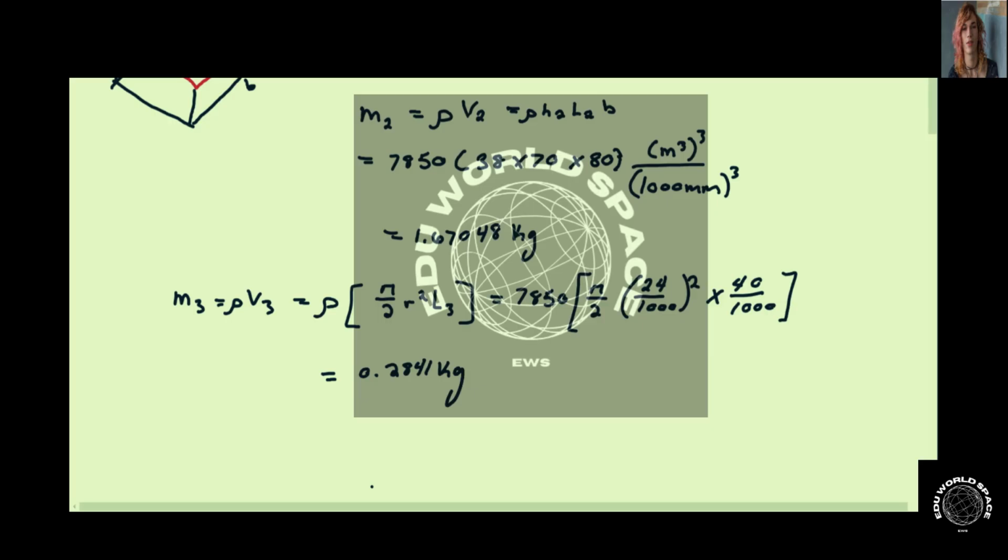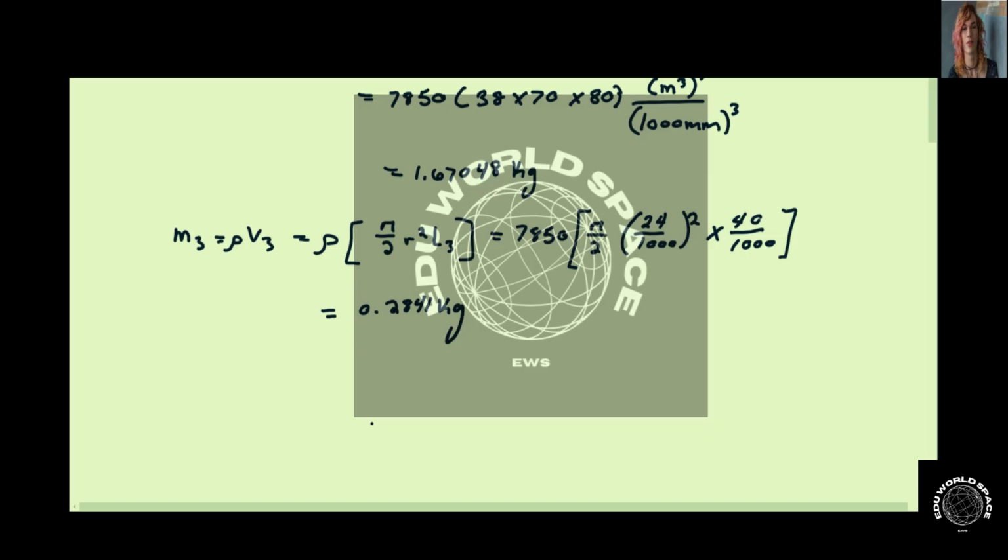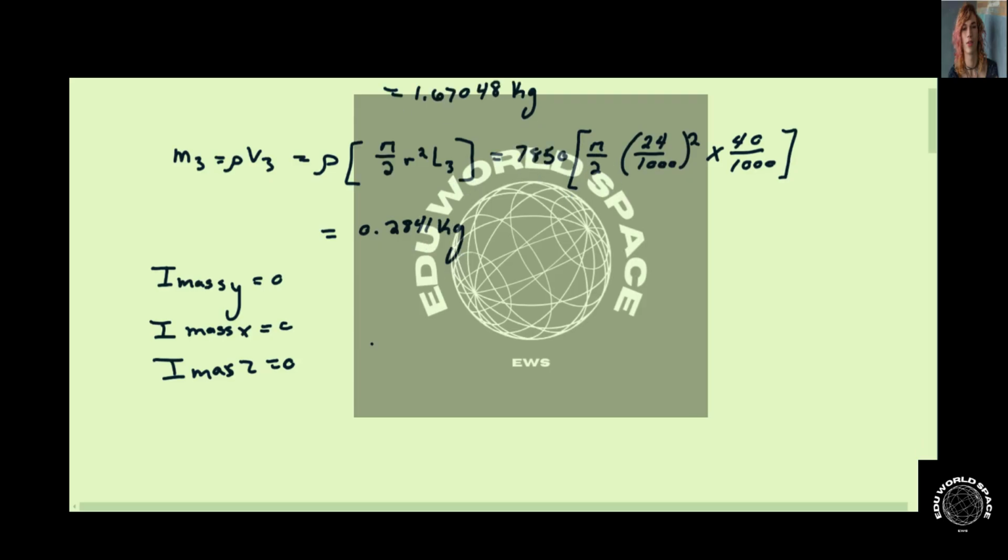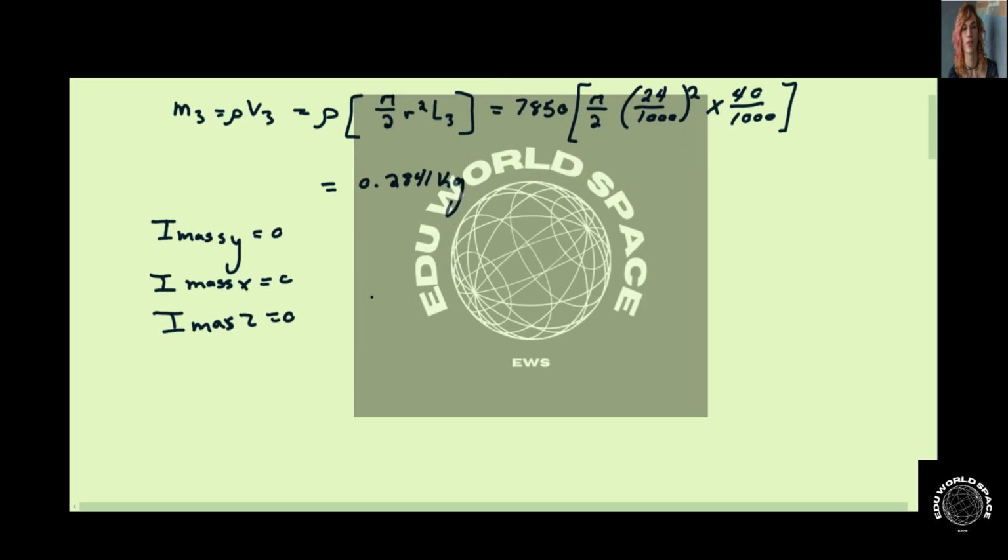And now the central mass products of inertia are going to be 0 because of symmetry. Okay, so your I mass y equals 0, your inertia mass x is 0, your inertia mass sub z is 0. And we have to calculate the distance of the center of gravity.